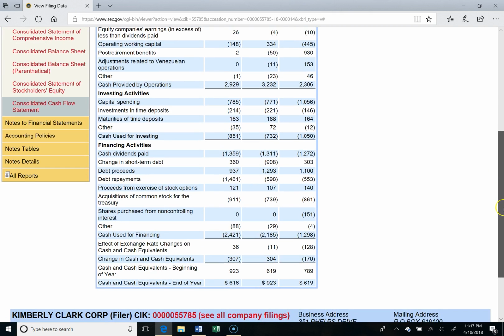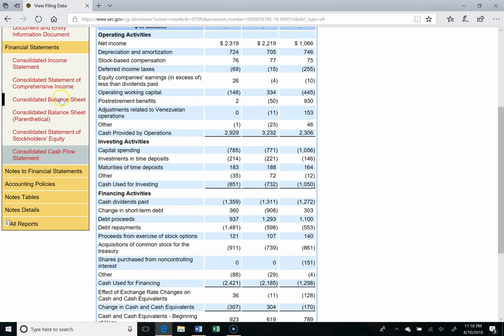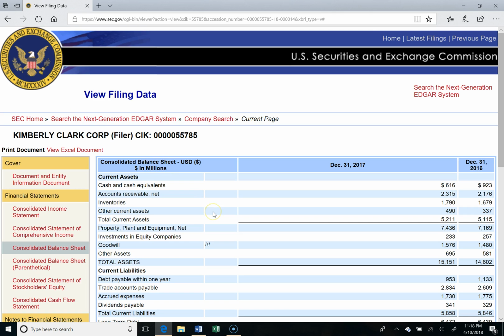When I scroll down to the bottom of the statement of cash flows, I see the cash and cash equivalents at the end of the year of $616 million. This is the number that I should also see when I go to the balance sheet in the current assets section, cash and equivalents of $616 million.